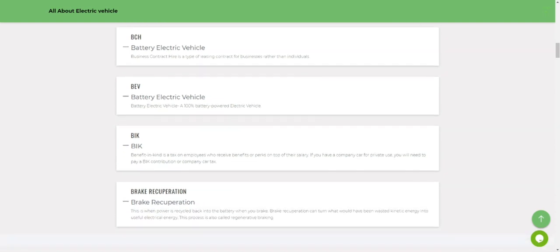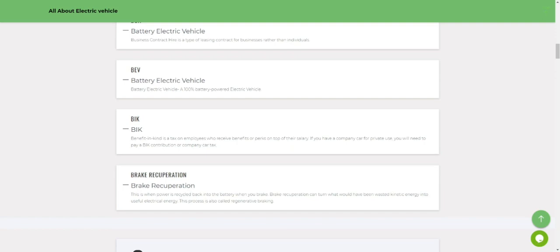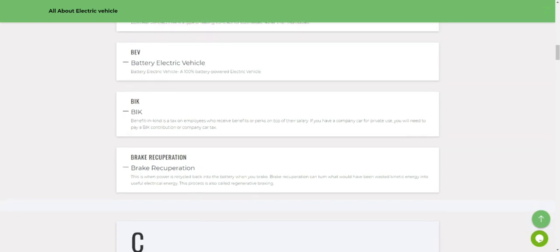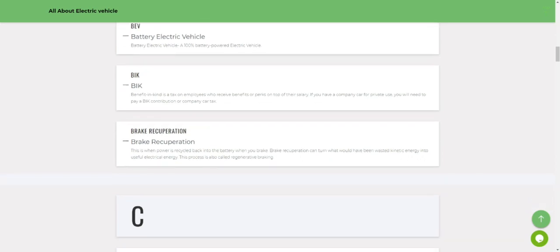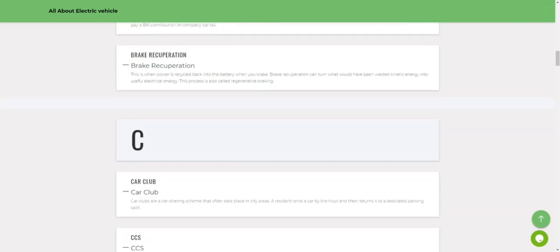Then comes BIK, benefit in kind, which is a tax on employees who receive benefits or perks on top of their salary. Then comes brake recuperation. This is when power is recycled back into the battery when you brake.